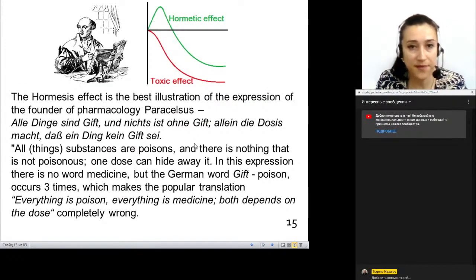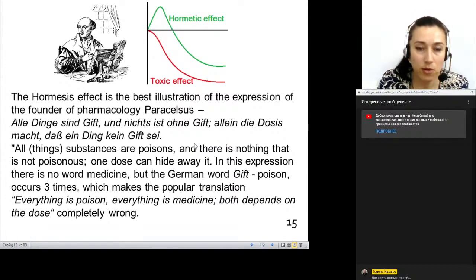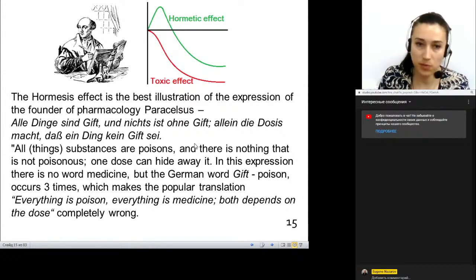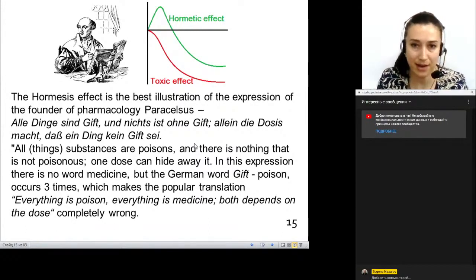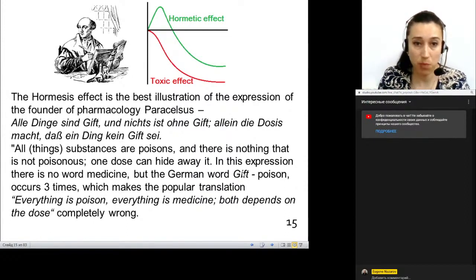The hormesis effect is the best illustration of the expression of the founder of pharmacology, Paracelsus: all things, all substances are poison, and there is nothing that is not poisonous, and only the dose can make it not so. In this expression, there is no word medicine, but the German word Gift, which means poison, occurs three times, which makes the popular translation, everything is poison, everything is medicine, both depend on the dose, completely wrong.